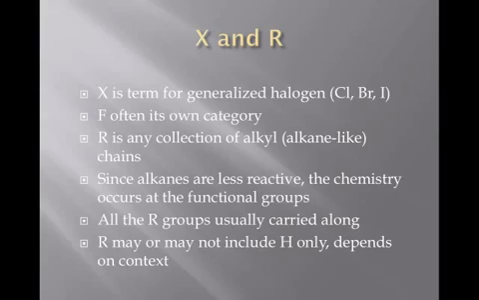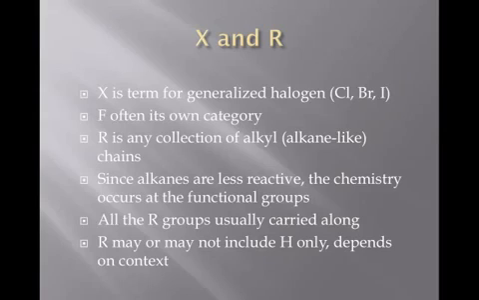X is typically the term we use for any generalized halogen, particularly chlorine, bromine, or iodine. In general, those chemistries are going to be fairly similar, and so sometimes you just put X because the chemistry will be the same regardless of the halogen. Fluorine can be a little bit different, and sometimes we'll exclude fluorine from the X designation.